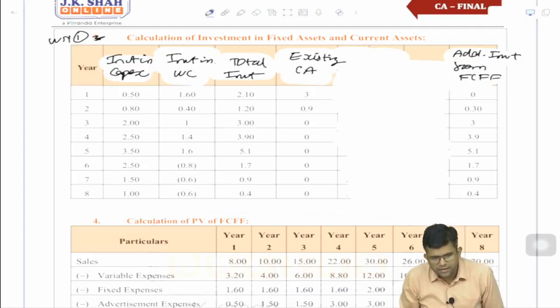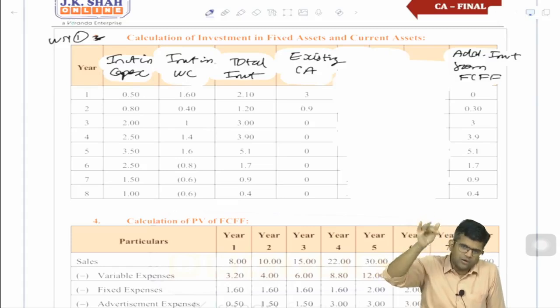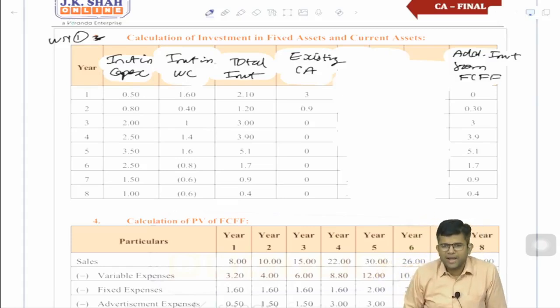As you are writing, just think about years 6, 7 and 8. Why is that investment in working capital going negative, negative, negative? Because sales are dropping. Very good. As sales increase, can I say you will require more and more working capital? But the reverse also, so the bracket means it is like the release of working capital, not required. Money comes back like that.